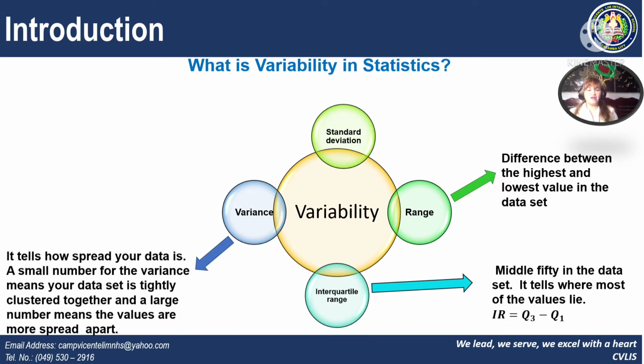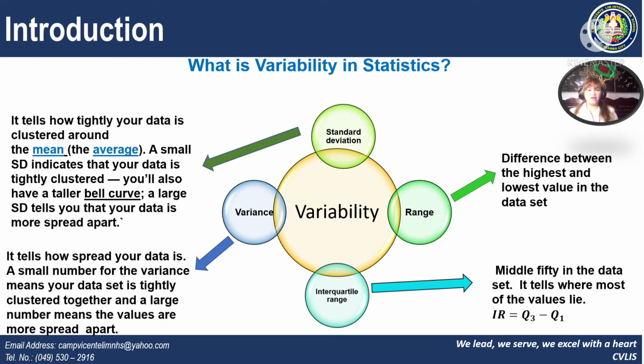And we have also the variance. It tells how spread out your data is. A small number for the variance means your data set is highly clustered together, and a large number means the values are more spread apart. And last, we have the standard deviation. It tells how tightly your data is clustered around the mean, which is also called the average. A small standard deviation indicates that your data is tightly clustered. You will also have a taller bell curve. A large standard deviation tells you that your data is more spread out.